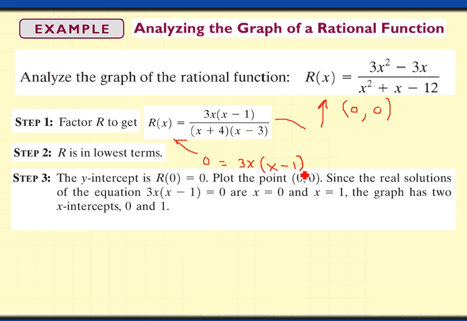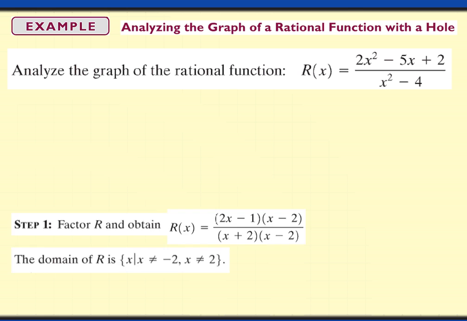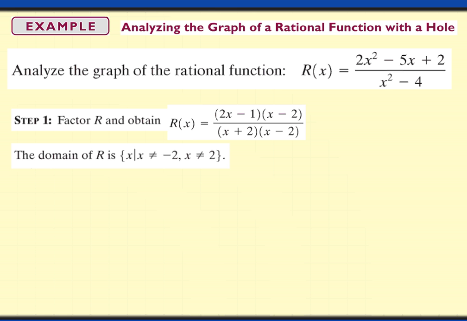And the only way that can happen is either x itself is 0 from that first factor, 3x, or x itself is 1. And so we end up with the two x-intercepts, x being 0, and of course y is 0 if we have an x-intercept. Now that's the origin, and that repeats what we already had here. The other x-intercept, of course, is when x is 1 and y is 0. So we can plot those points on our coordinate axes. And we'll do that in a second.